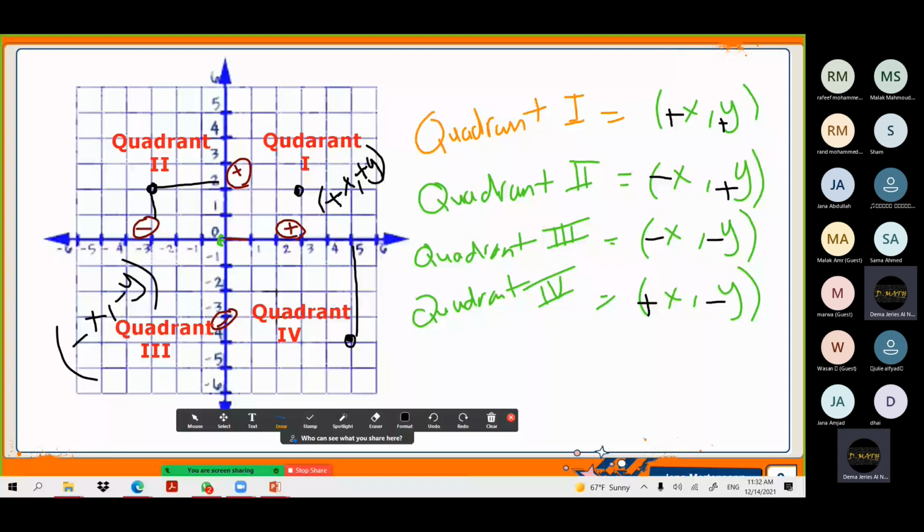You have to know that in quadrant 1, both of the x and y are positive. In quadrant 3, both of the x and y are negative. In quadrant 2, y is positive, but x is negative. Or you can say in quadrant 2, y is positive. In quadrant 4, x is positive.